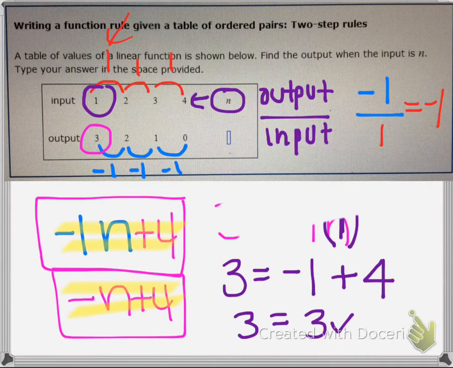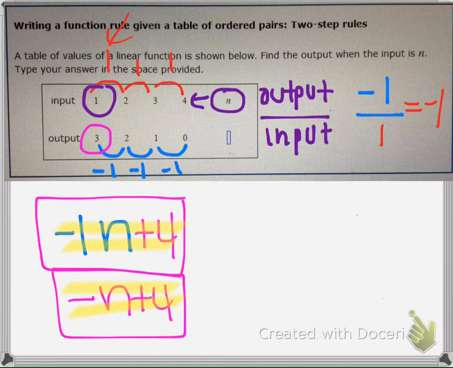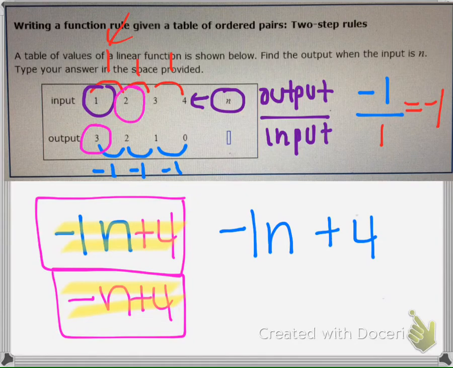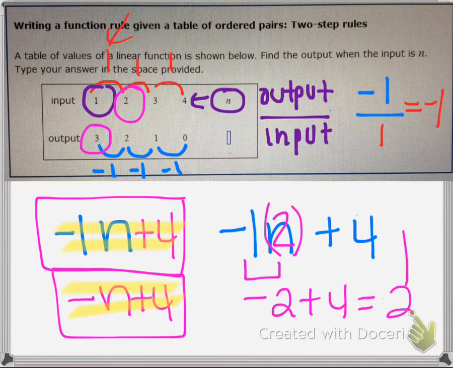Let's just verify one more, to make sure it works. It says to multiply n by negative 1 and then add 4. So let's try this one. If n is 2, if I put 2 here, I have negative 2 plus 4, which is 2, which is its output.